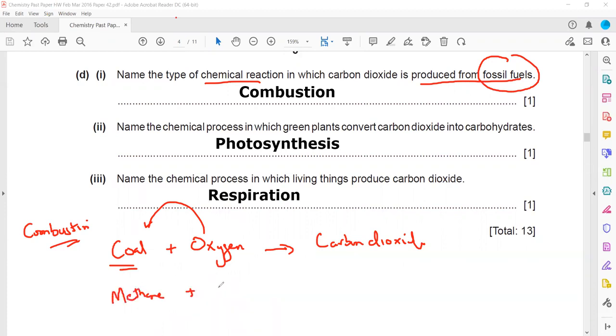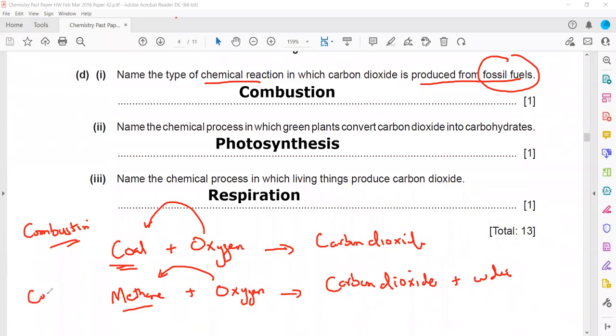If we have methane, methane is a hydrocarbon. So when we burn methane, as a result, it will produce carbon dioxide plus water. So it produces carbon dioxide and water. So in this reaction, whenever we use oxygen to burn something, what do we call that? We call that combustion. So both reactions refer to combustion. And coal, methane, crude oil, or petrol, these are all fossil fuels. So we burn fossil fuel and it produces carbon dioxide. That's why we call it combustion.